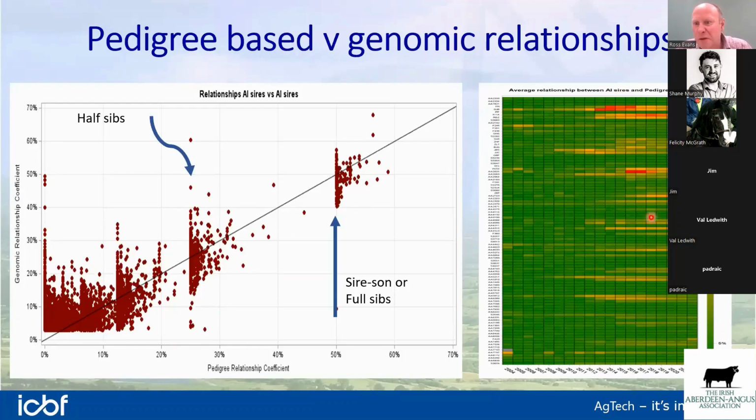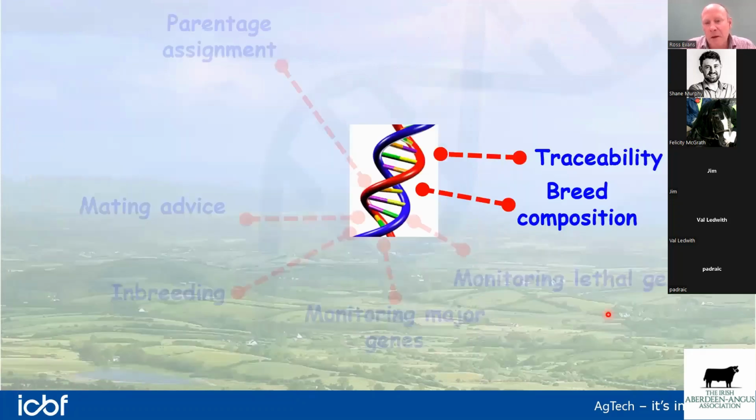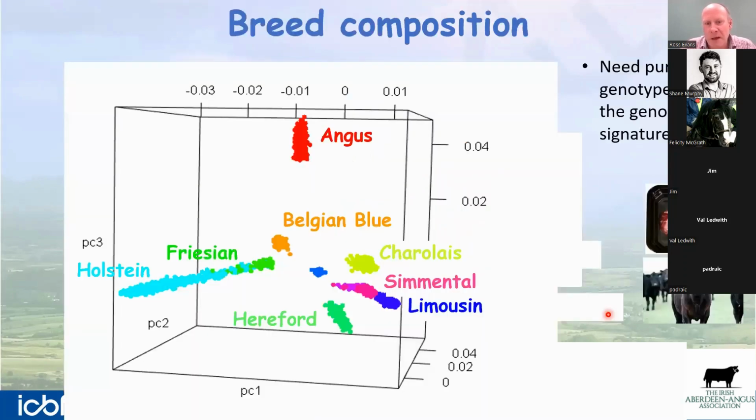But by and large, sires are not used that heavily, so there's a lot of lower relationship there, less than 5% related to the population. So again, they're useful population metrics that you can glean out of genomics. So the next area just to cover will be traceability and breed composition.